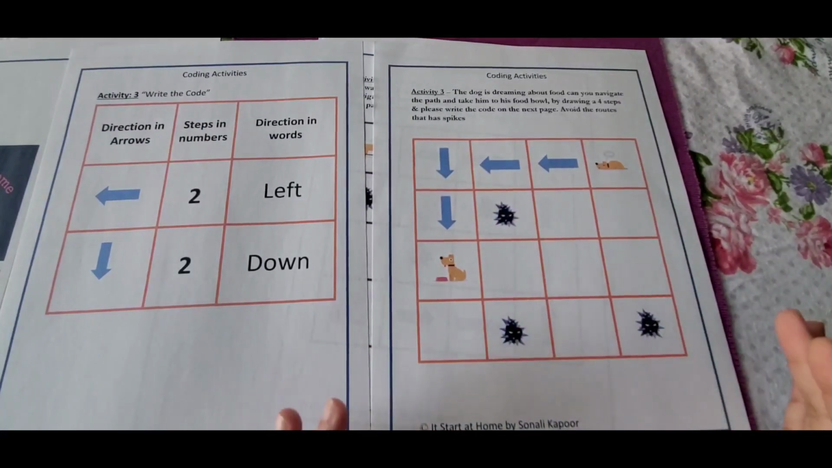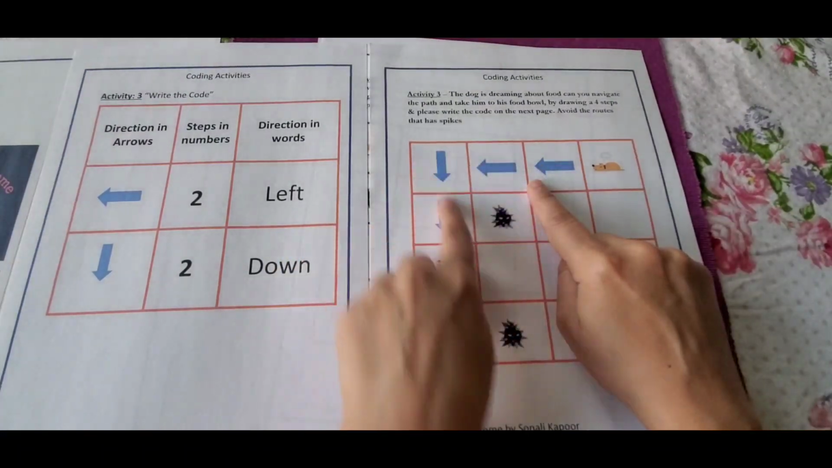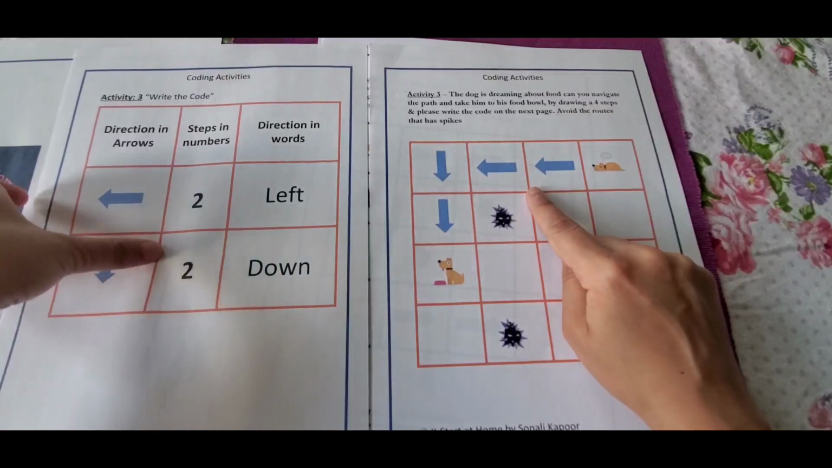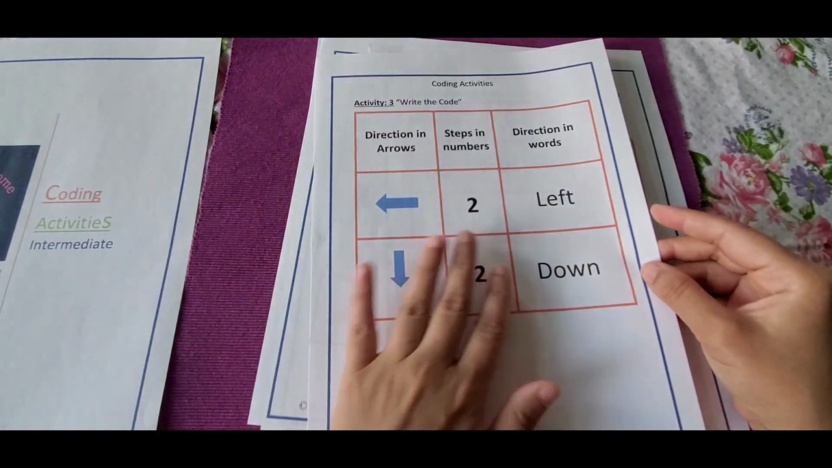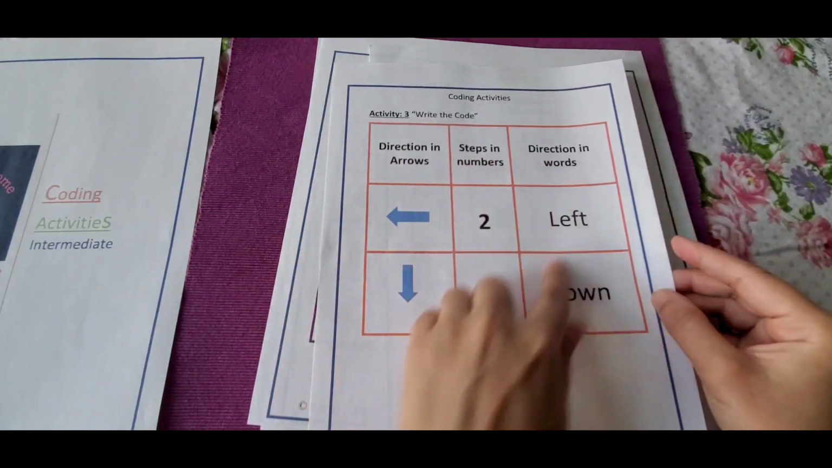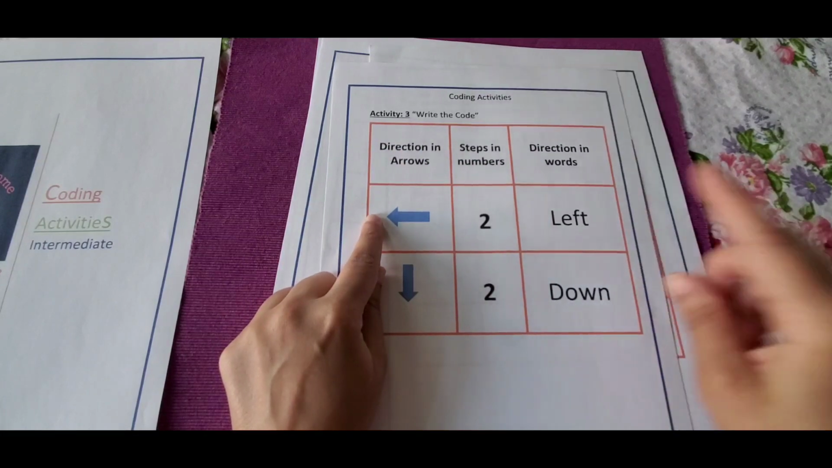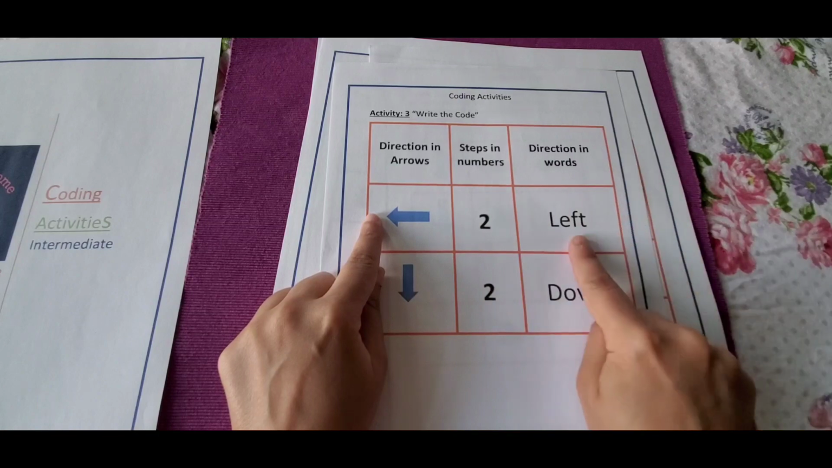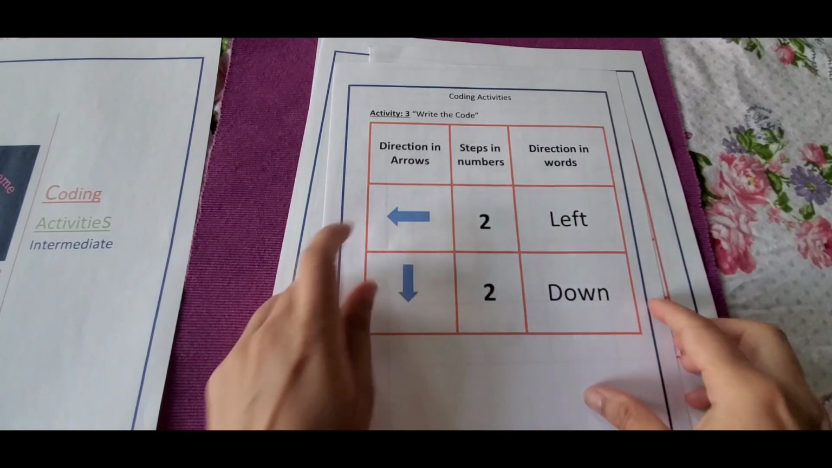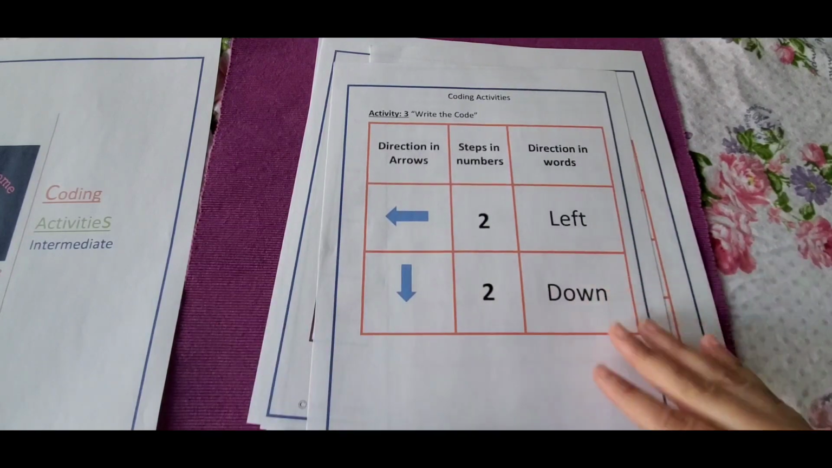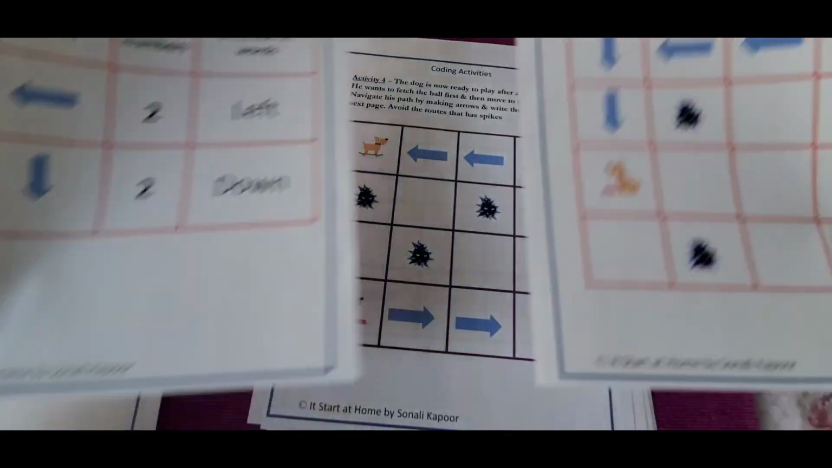So they let the child figure out how. And once the child has drawn these arrows here, in the printable file you will not be getting the answers, but you'll be getting the grid and these things. So the child needs to make an arrow, write how many steps and the direction: left, down, up, or right. So that's how we are going to extend it to the intermediate level.